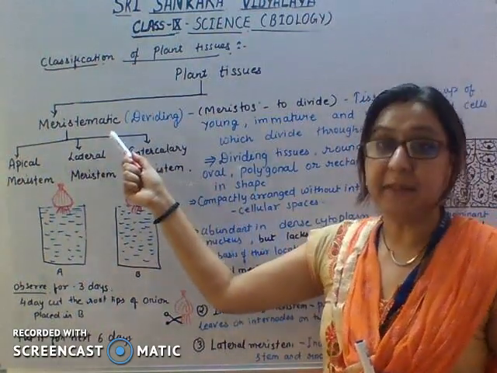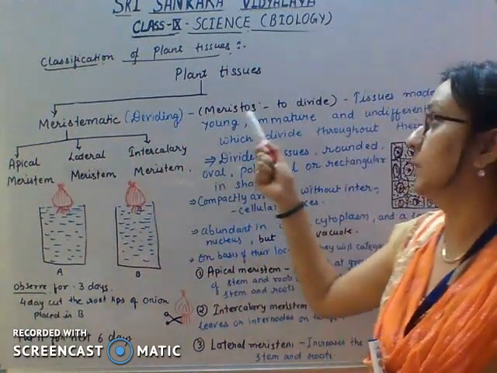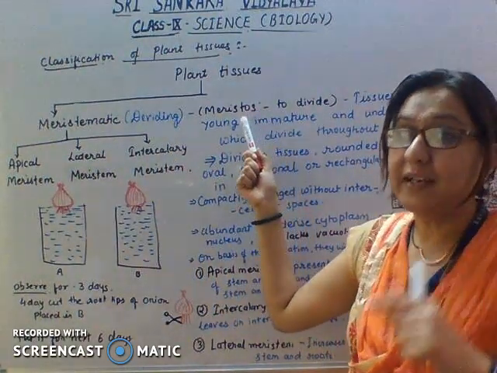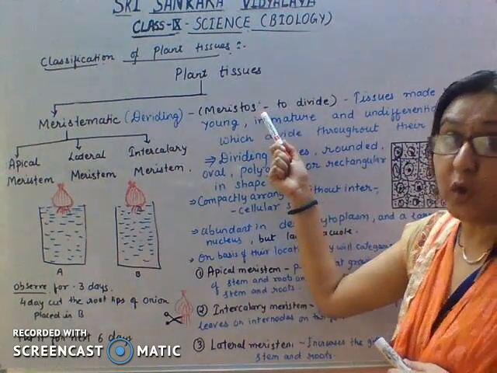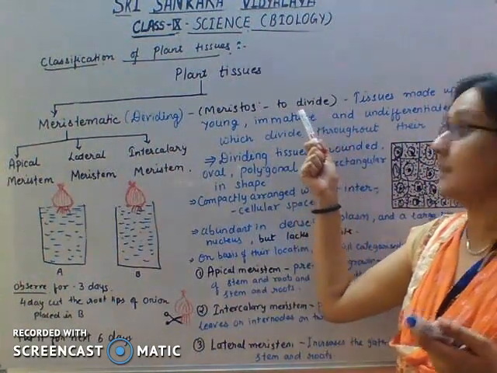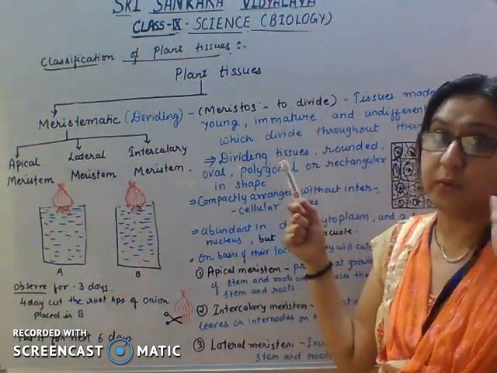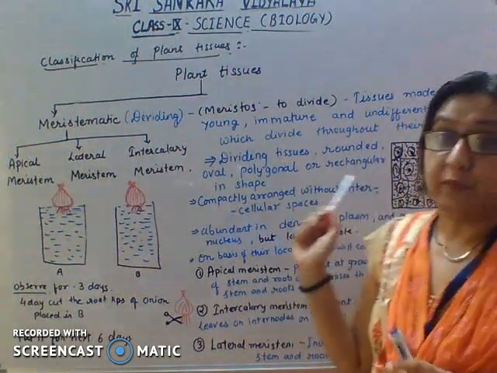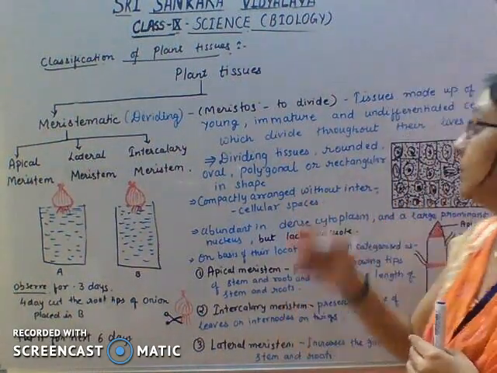Today we are going to start with this new topic, that is, meristematic tissues. As I told you, meristematic tissues are dividing tissues. It comes from a Greek word called meritos. The meaning of this meritos is to divide. So what is the definition of meristematic tissues?